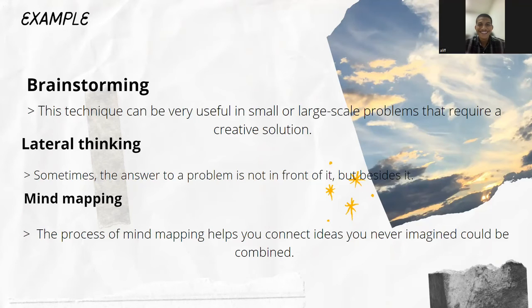Next is lateral thinking. Sometimes the answer to it. That is the general idea of lateral thinking, which is a great way to exercise your creative soft skills and come up with innovative plans. Then is mind mapping. The process of mind mapping helps you connect ideas you never imagined could be combined. Because of that, it might help you reach appropriate solutions while using creative thinking skills.